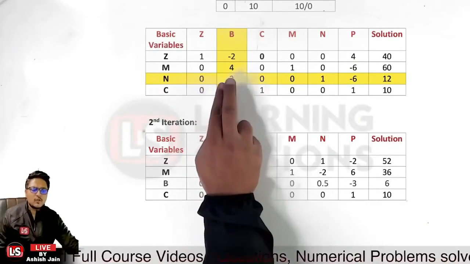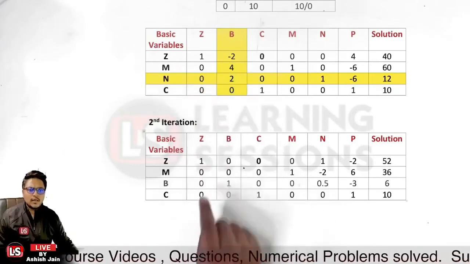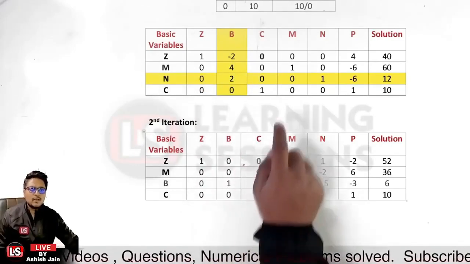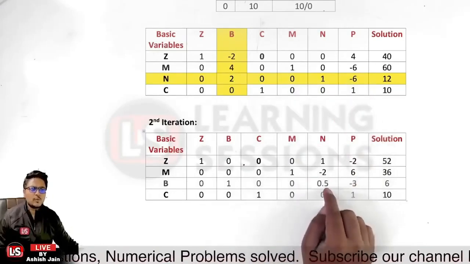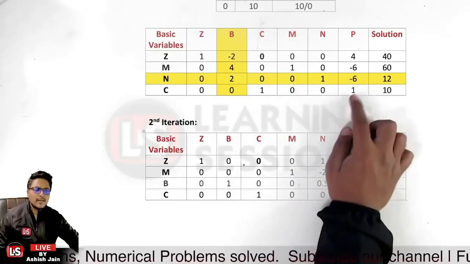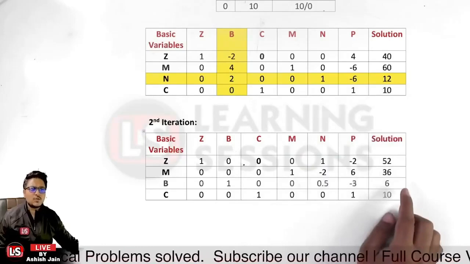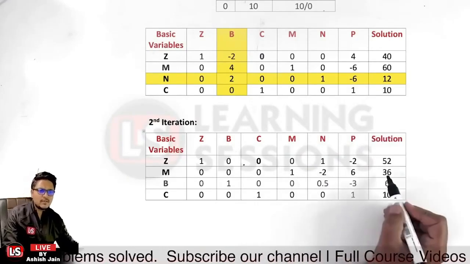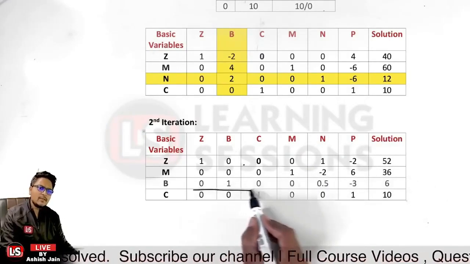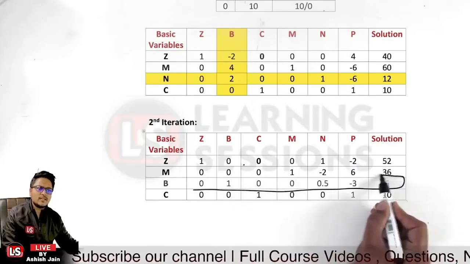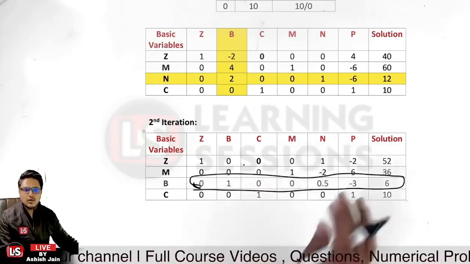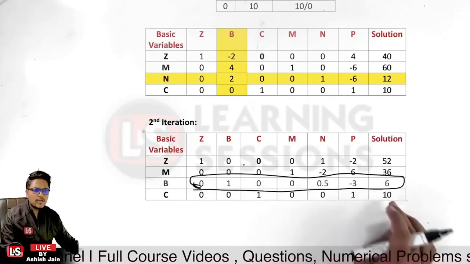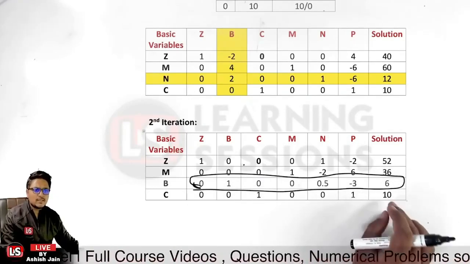It is basically 0 for the pivot row. It will be 0 divided by 2, 0; 2 divided by 2, 1; 0 divided by 2, again 0; 1 divided by 2, that is 0.5; minus 6 divided by 2, that is minus 3; 12 divided by 2, that is equal to 6. So that is basically our new pivot entry. Actually, I was just looking at the wrong table over here. So these are our new pivot entries.